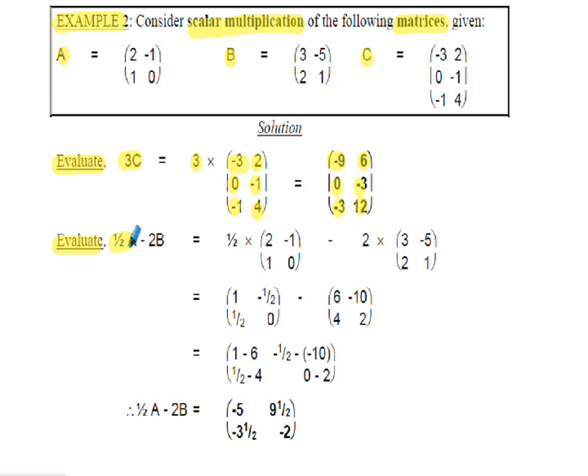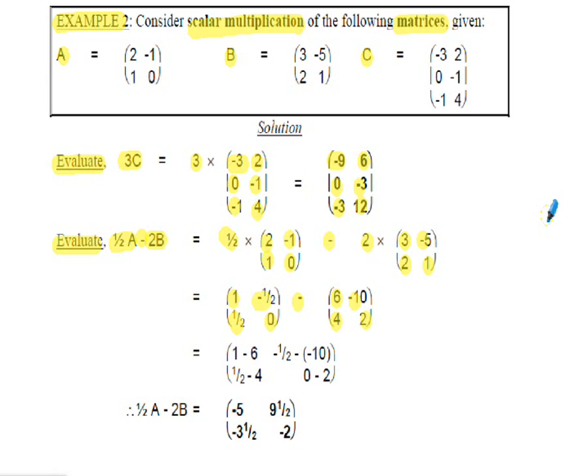Next we're asked to evaluate a half multiplied by matrix A minus 2 multiplied by matrix B. Applying the scaling factors to the individual matrices, a half multiplied by 2 gives us 1, a half multiplied by negative 1 is negative a half, a half multiplied by 1 is a half, and a half multiplied by 0 is 0. We're taking away from that, 2 multiplied by 3 is 6, 2 multiplied by negative 5 is negative 10, 2 multiplied by 2 is 4, and 2 multiplied by 1 is 2. So now we've completed the scalar multiplication.